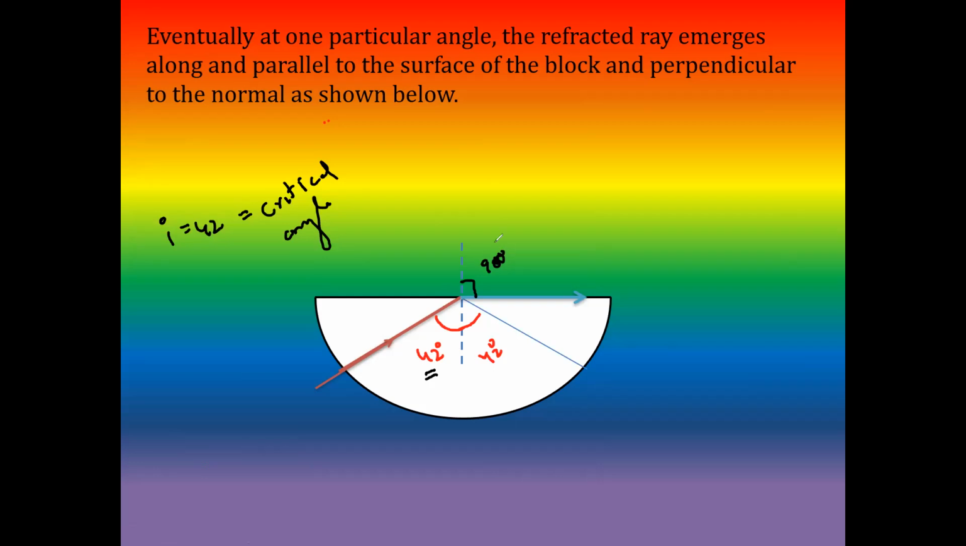Is it clear till this point? The critical angle. So critical angle basically refers to the angle of incidence for which the angle of refraction is 90 degrees.